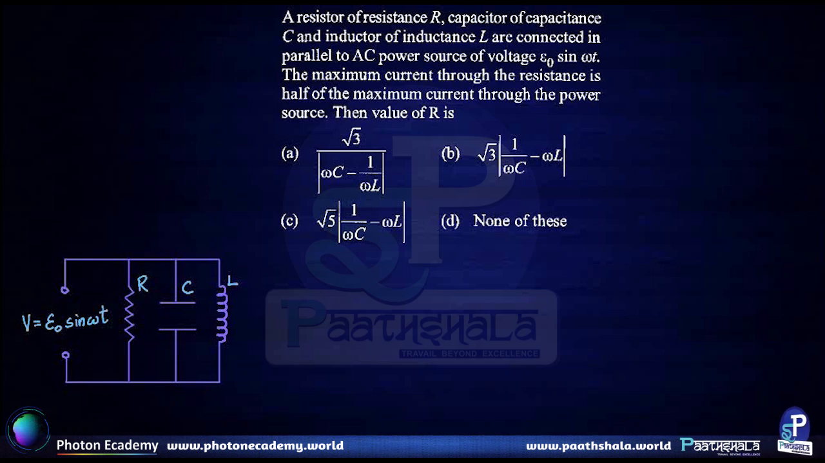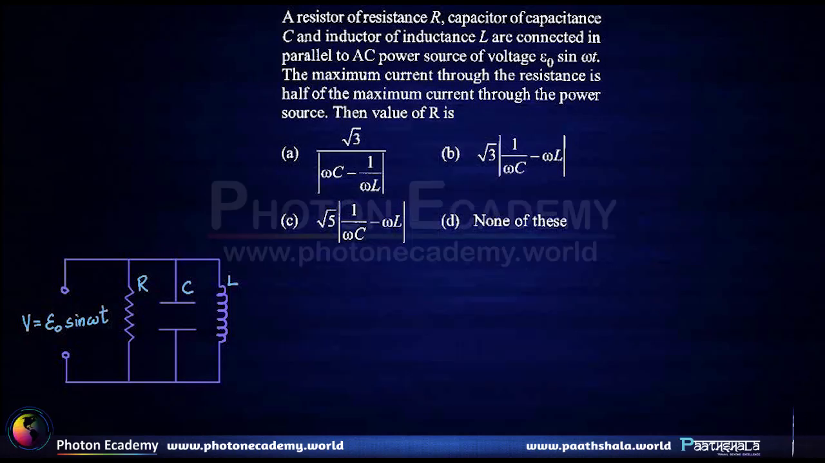A resistor of resistance R, capacitor of capacitance C, and inductor of inductance L are connected in parallel to an AC power source of voltage epsilon naught sine omega t. The maximum current through the resistance is half of the maximum current through the power source. Then the value of R is to be determined.